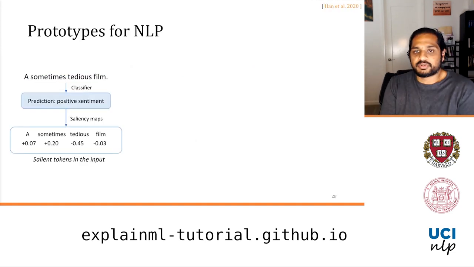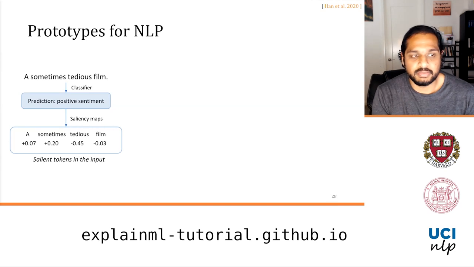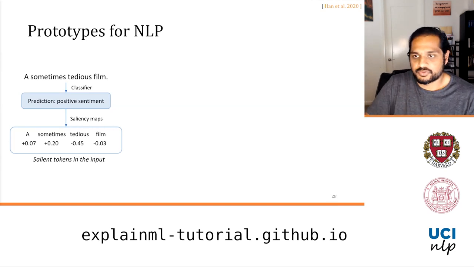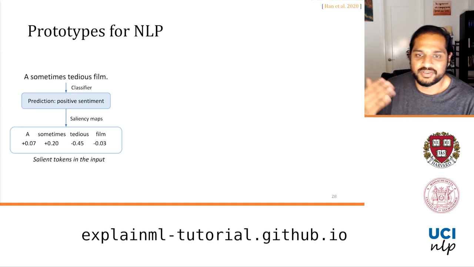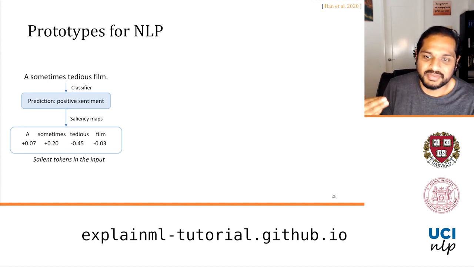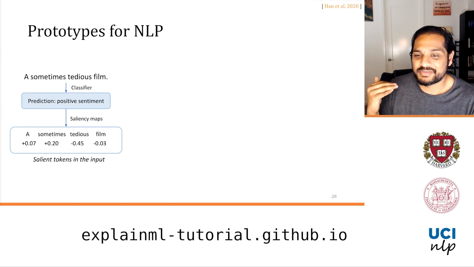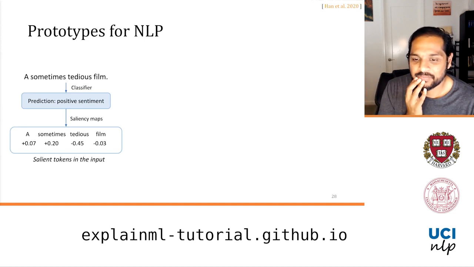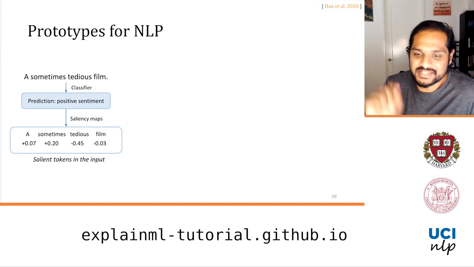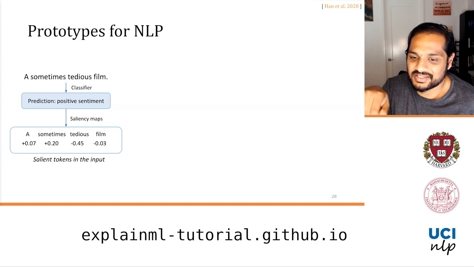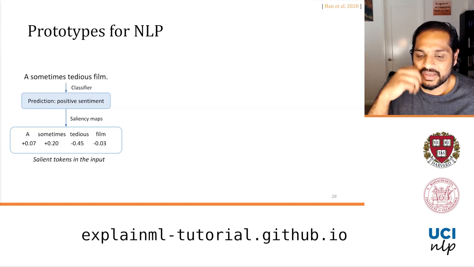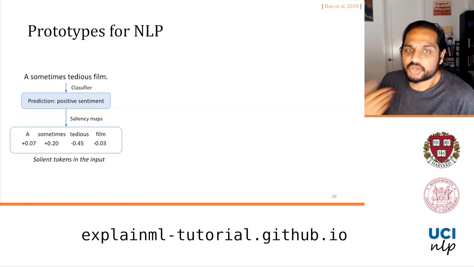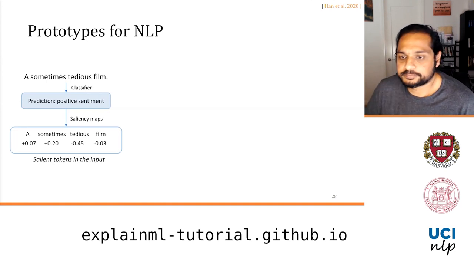Here's another example of what these explanations might look like for more prototype driven stuff. So here's an example of a review, a sometimes tedious film. The classifier for some reason thinks it's a positive sentiment. You can look at what the saliency map looks like here and you can see, okay, tedious is negative and film is negative, but sometimes it seems to have a high positive effect on the classification, but it's not quite telling you what's going on here.